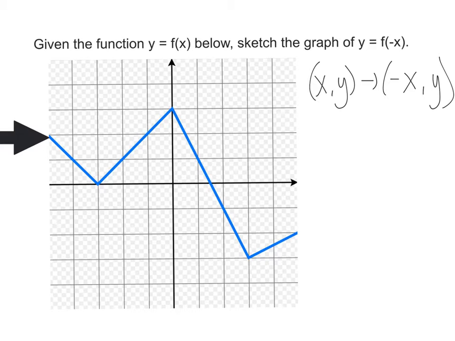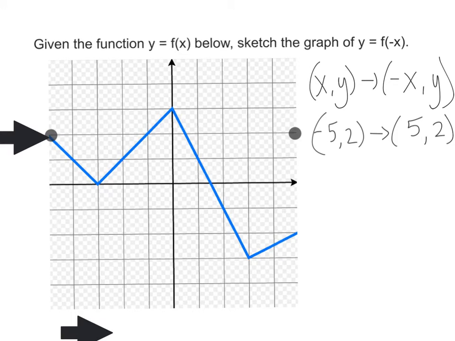So this point, oops, I made an arrow. Okay, this point is at -5, 2. Where is it going to transform to? 5 and 2. So it was at -5, 2. It's going to go to 5 and 2. So it's over here. Then we have another point at -3, 0. Where does that one go? 3, 0. Yep.